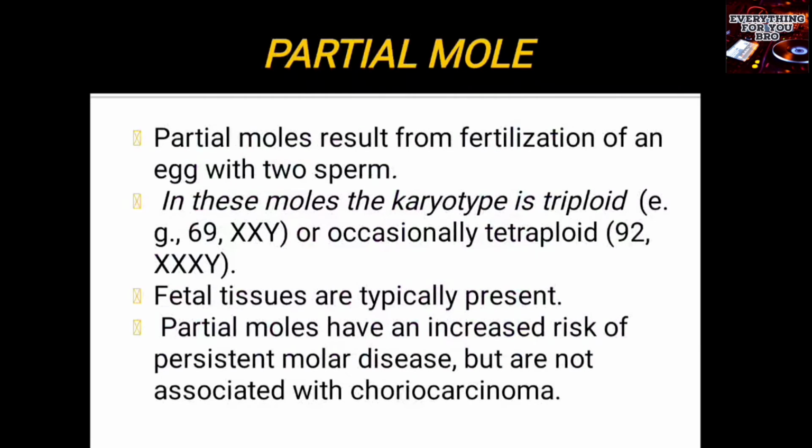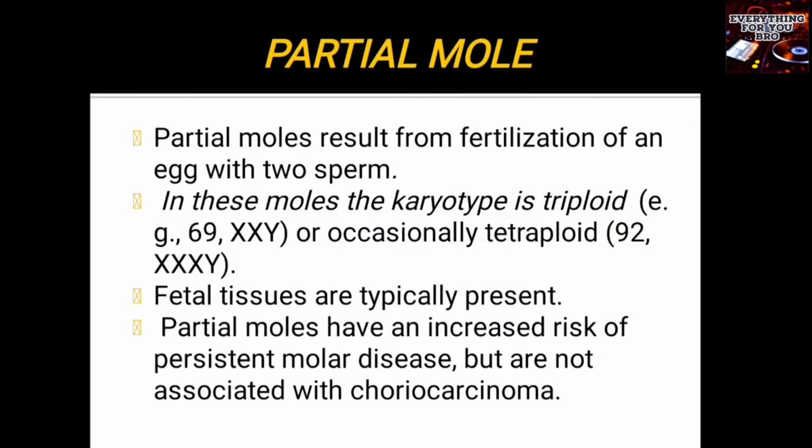Coming to the partial mole. These partial moles result from the fertilization of an egg with two sperms. So here the egg will have the genetic material. It is not a blighted ovum. Because of that, the karyotype of these moles is usually triploid, that is 69XXY, or occasionally tetraploid, 92XXXY.